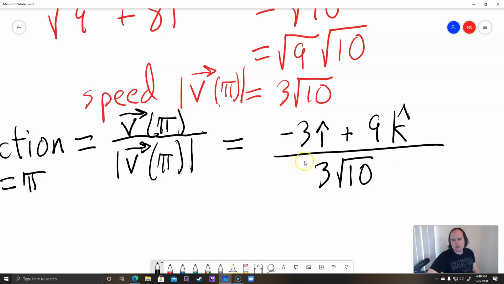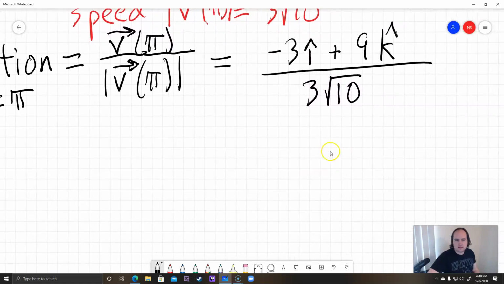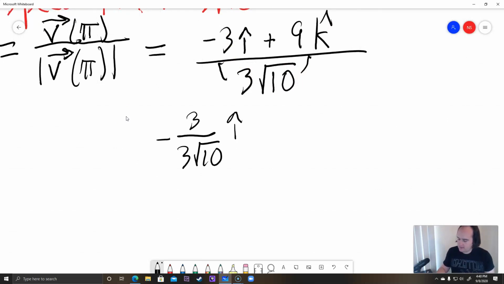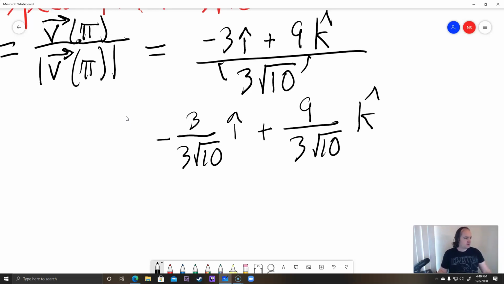All right, and of course you don't want to leave it like this. You need to actually distribute the 3 root 10 to each component. Okay, so I'm going to break this up into 2 fractions. So the first fraction is going to be negative 3 over 3 root 10 times i. And the next component is going to be plus 9 over 3 root 10 times k. And of course, we're missing our middle component, so we should probably write a 0 for that for my math lab, even though you don't have to in the real world.